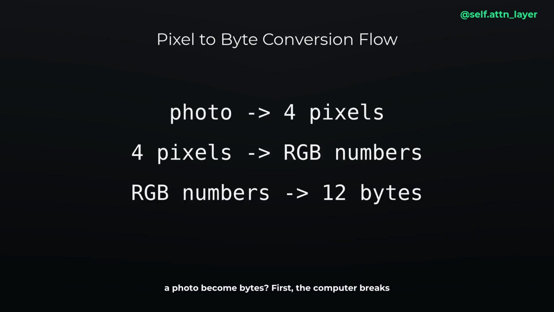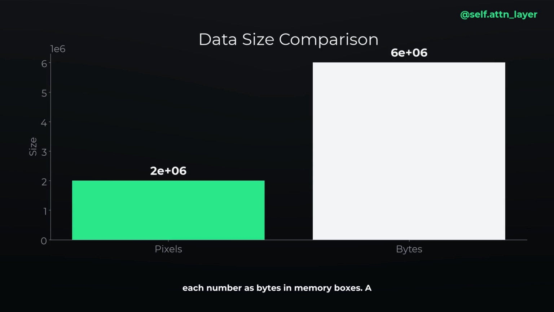So how does a photo become bytes? First, the computer breaks the photo into pixels. Then it turns each pixel's color into a number. Finally, it stores each number as bytes in memory boxes. A selfie might have 2 million pixels. Each pixel needs 3 bytes for red, green, and blue. That's 6 million bytes altogether.